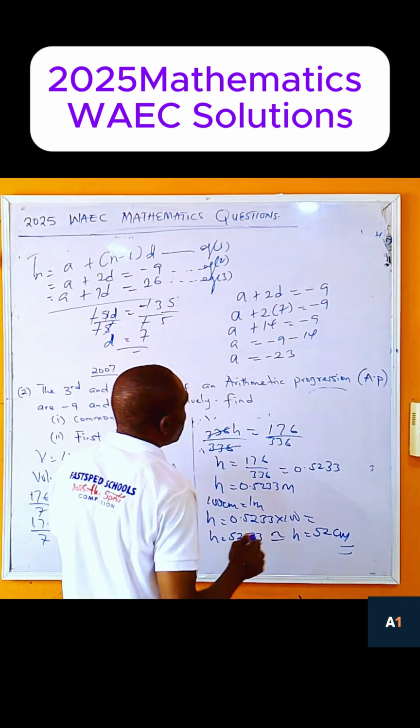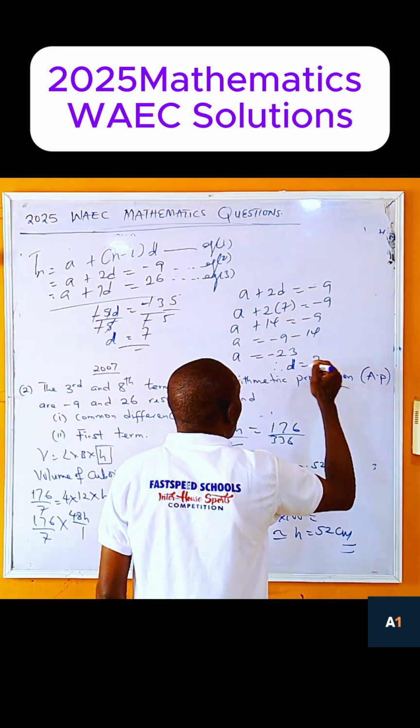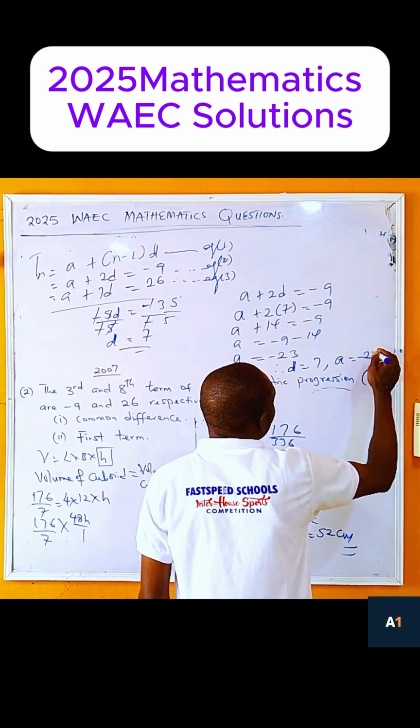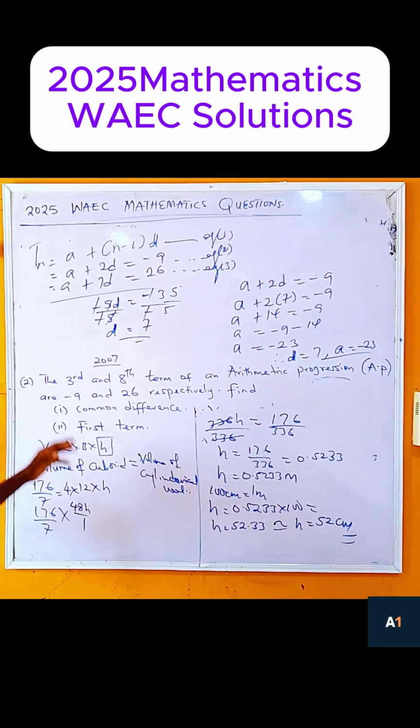So therefore, the common difference D is equal to 7, and the first term is equal to minus 23. So here is the answer for this particular question.